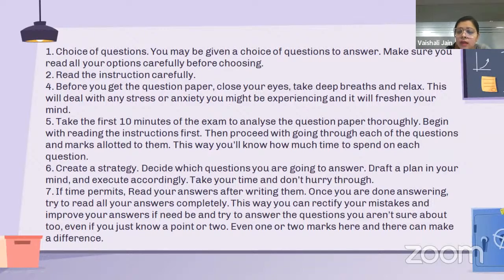If need be, try to answer the question even if you're not sure of it. Sometimes children do not know the answer at all. It might happen that there are some questions which we are only vaguely aware of, or are not sure about. Just tell your children to attempt those questions. Just do not leave them.